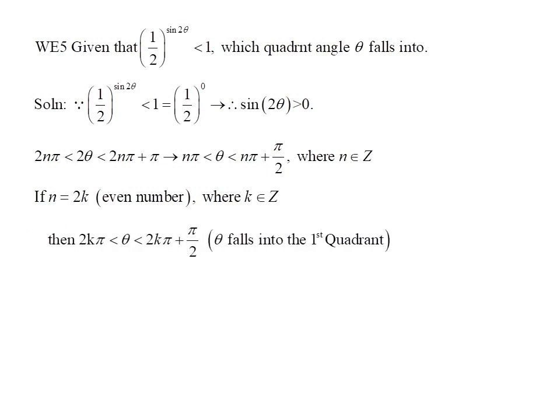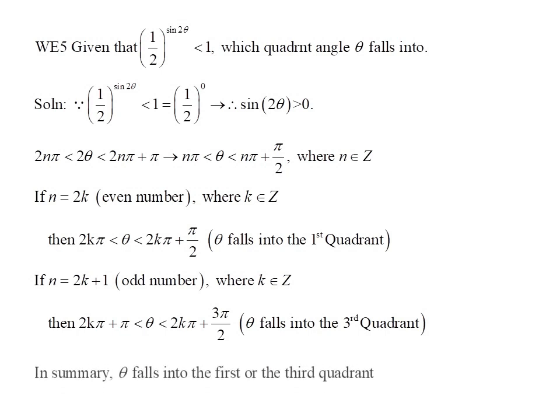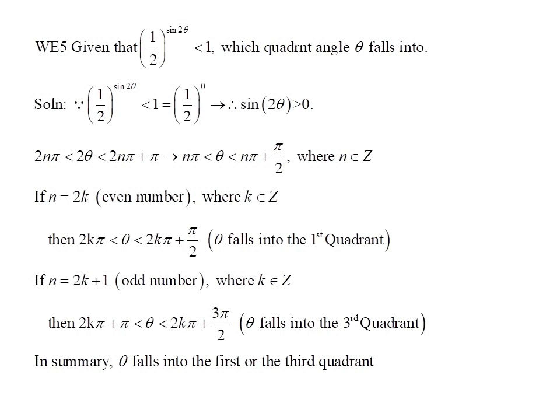When n equals 2k, which means n is an even number, theta is between 2k pi and 2k pi plus pi over 2, which means it is in the first quadrant. When n equals 2k plus 1, here n is an odd number, theta is between 2k pi plus pi and 2k pi plus 3 pi over 2, which is in the third quadrant. In summary, angle theta falls into the first and the third quadrant, satisfying the inequality.